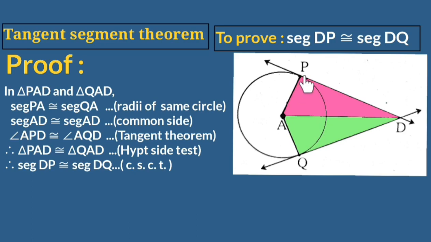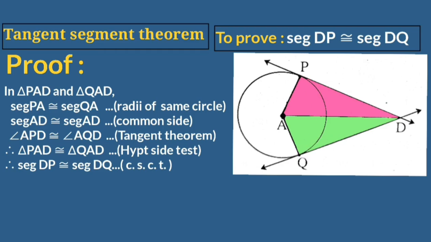And angle APD is congruent to angle AQD. Reason: tangent theorem. These two angles are congruent. Reason: tangent theorem. Now what is the tangent theorem? The tangent theorem tells us that a tangent at any point of a circle is perpendicular to the radius at the point of contact. Listen again. A tangent at any point of a circle is perpendicular to the radius at the point of contact.